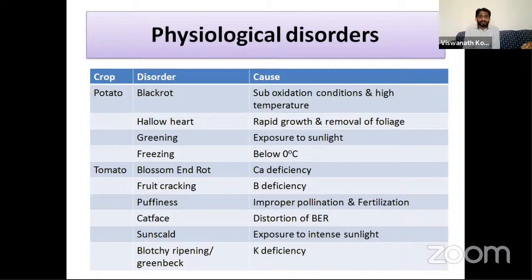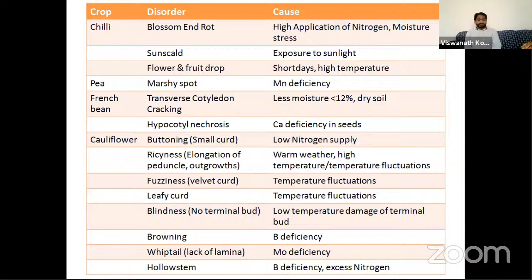In tomato, a very important question: blossom end rot is due to calcium deficiency, fruit cracking is due to boron deficiency, puffiness is due to improper pollination and fertilization, cat face, blotchy ripening, nutrient deficiency. So you can read about the physiological disorders and their causes. I will provide you my slides, and you can get it from any books also. In pea, the marsh spot is due to manganese deficiency, and in French bean, the transverse spot and cracking is due to less soil moisture condition.